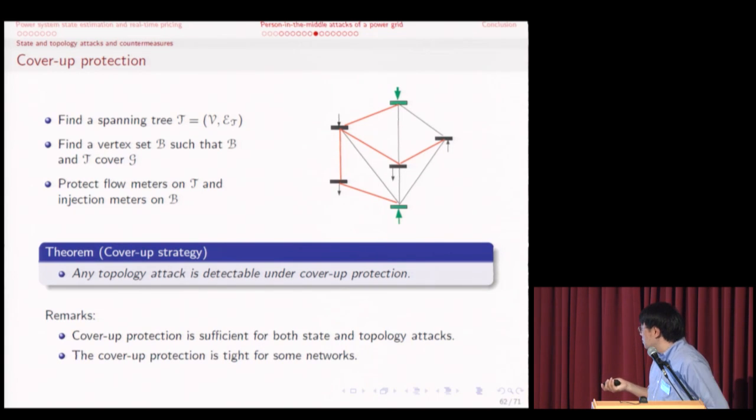In fact, one can show that this strategy is sufficient for both state and topology attacks. And for certain networks, this is the best you can do. I mean, there is no better way. In essence, this result cannot be strengthened for general networks.